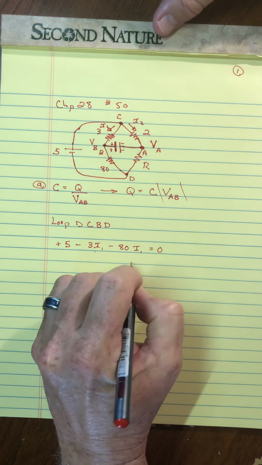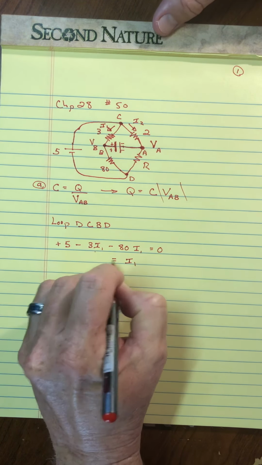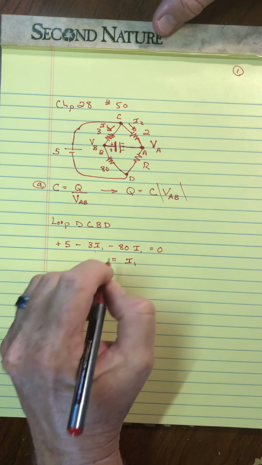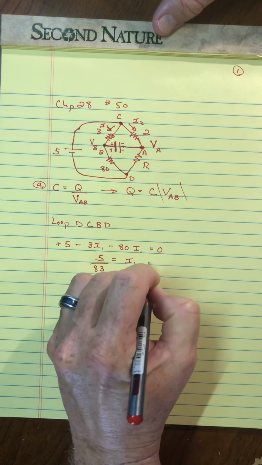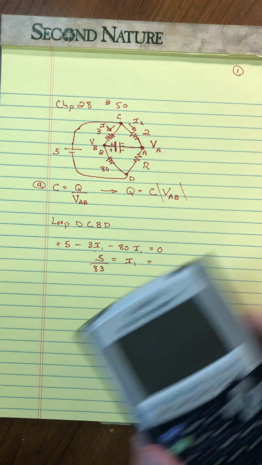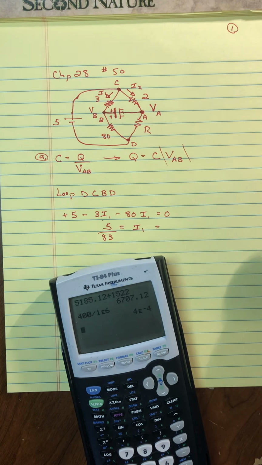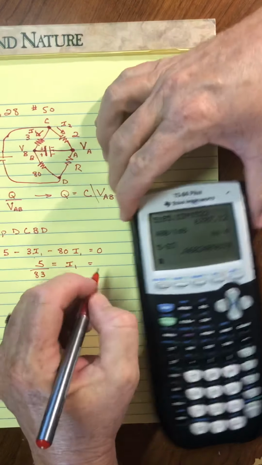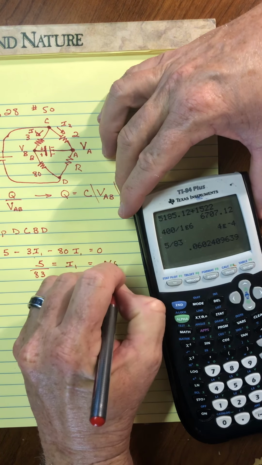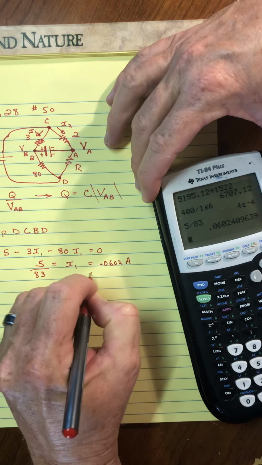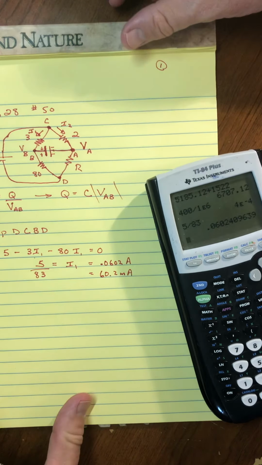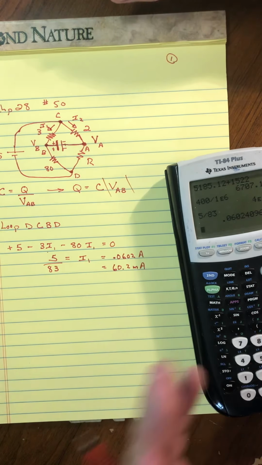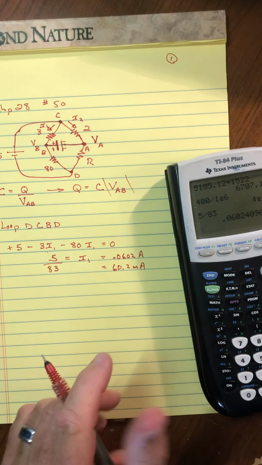And so if we do a little mathematics here, I guess we would leave a 5 on this side. That would make 83. Bring it back over, and we got 5 over 83. Changing that into a decimal, 5 divided by 83 is 0.0602 amps, or if you want, 60.2 milliamps. So there's the current in equilibrium going down the left-hand side.